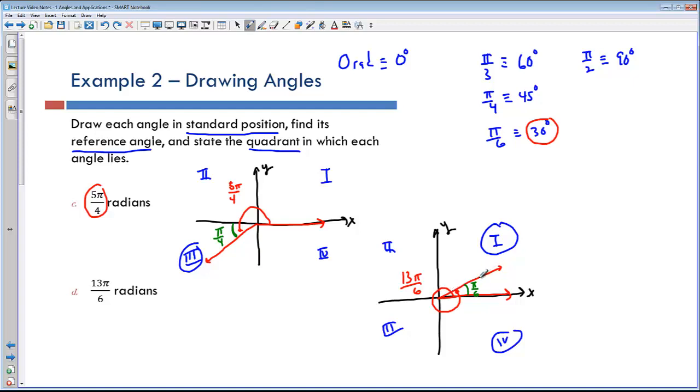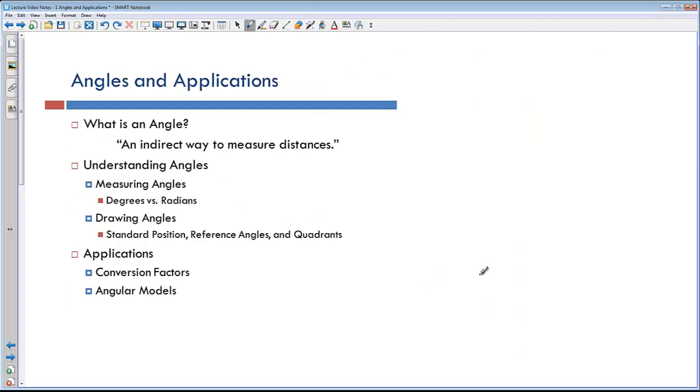That's the quadrant of the angle. Okay, so let's move on. So we talked about what an angle is. It's sort of an indirect way to measure distances, in a sense. Trying to understand angles, what have we done?